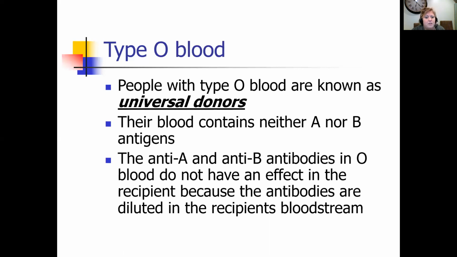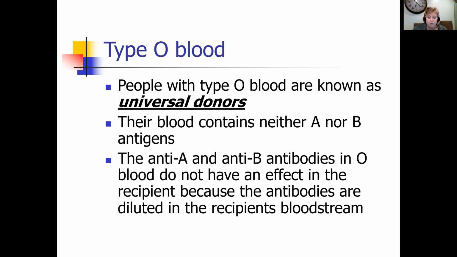Only 7% of those with type O blood are O negative. So 45% of the population has O blood. Only 7% of that 45% is O negative. So those people, and maybe you're one of them, if you're type O negative, you'll probably get birthday cards from the Red Cross. They treat you very well. Not that they don't treat anybody well, but your blood is the most desirable.